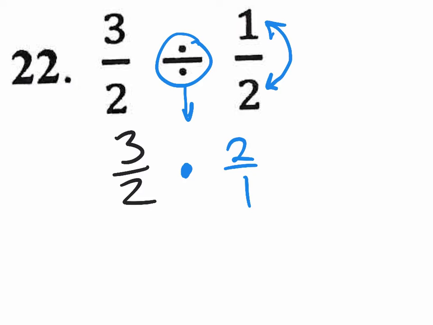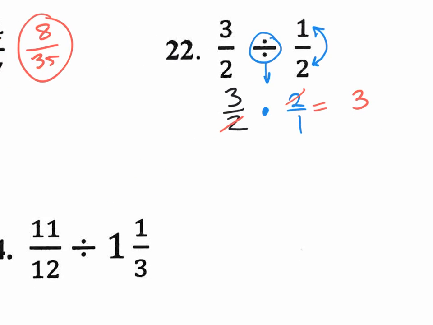But what could we do before multiplying that'll make it easier? Yeah, cancel the 2 on top with the 2 on the bottom. Now multiply, you get the answer 3 over 1. Or just 3. But there's the answer to number 22.